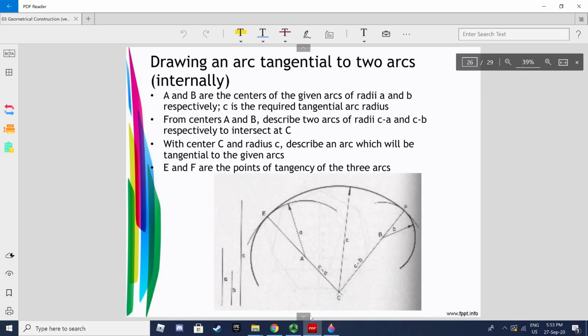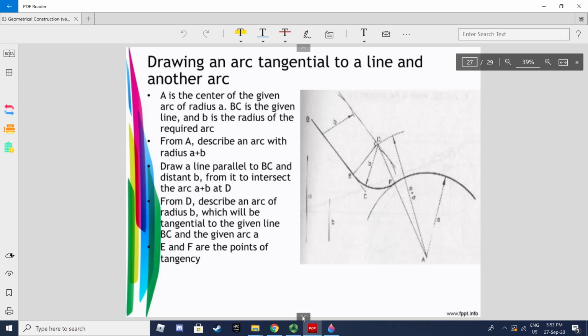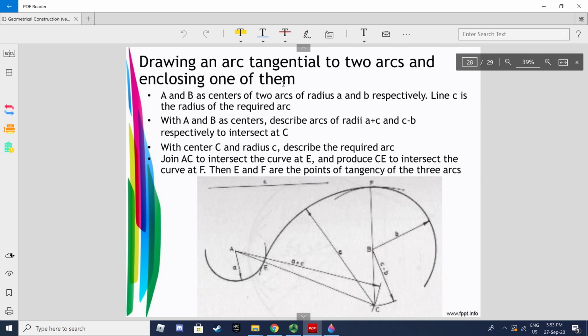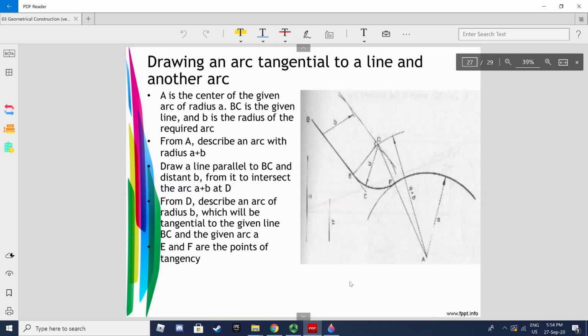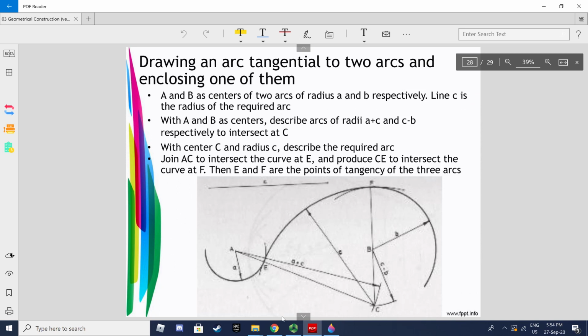Actually there are two more techniques: drawing an arc tangential to a line and another arc, which is a combination of doing the parallel line and the external arc, and drawing an arc tangential to two arcs and enclosing one of them. The first technique uses addition, externally, while the other uses subtraction, having the point internally. So it's a combination of external and internal. I will let you do these two techniques on your own as an exercise.